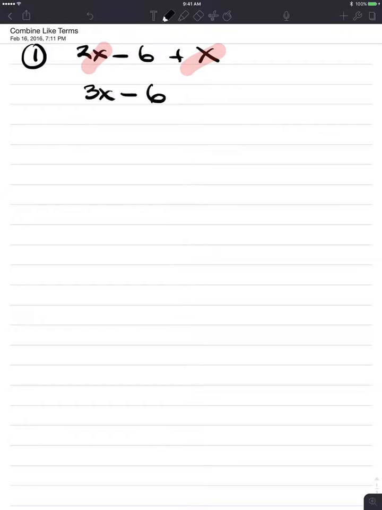And don't forget we have a minus 6. But the 3x and the minus 6 are not like. They are not the same type of term. We are done. Combining like terms is simply adding or subtracting the terms that are the same, that they are exactly alike.